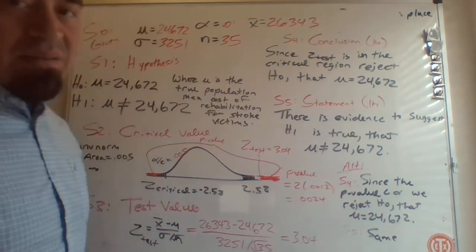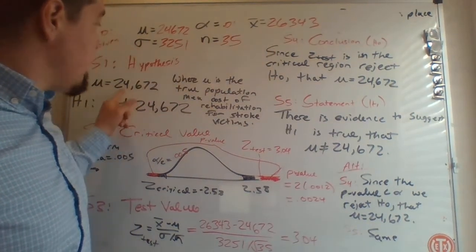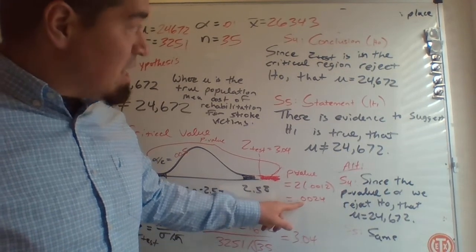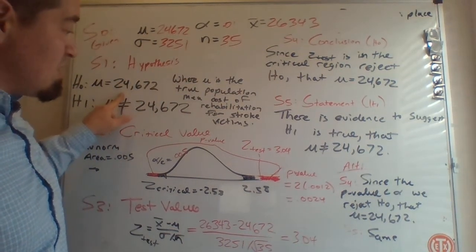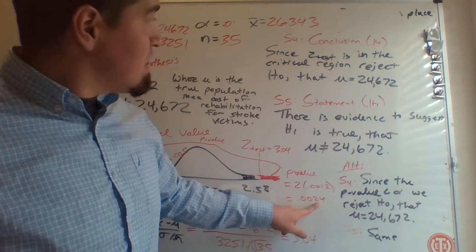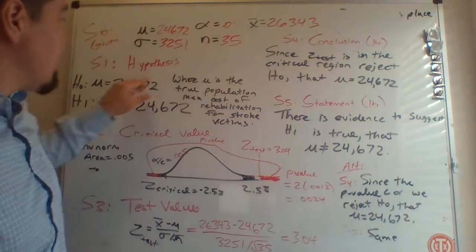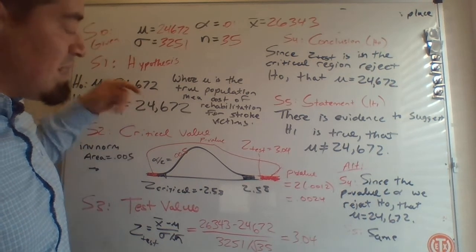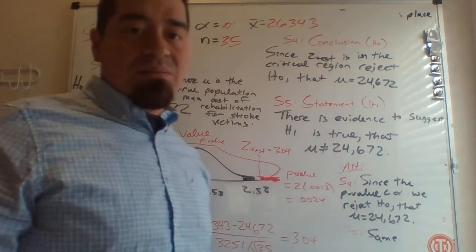So in other words, the p-value is the probability that you would get your sample statistic given that the null hypothesis is true. Here, the chance of you getting this, given that the null hypothesis is true, is about 0.2%. So it's a very low chance that you would get this, given that your mean is actually 24,672, giving me evidence to suggest that it's probably not 24,672.